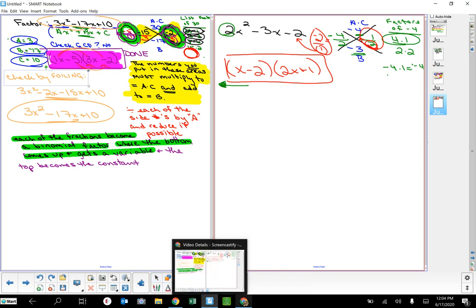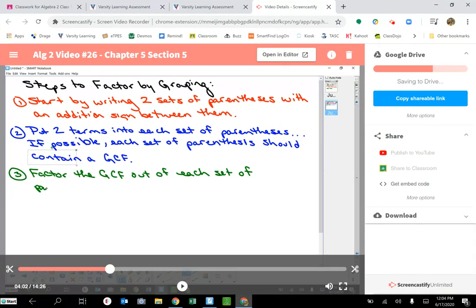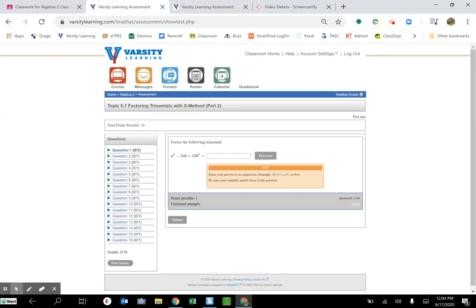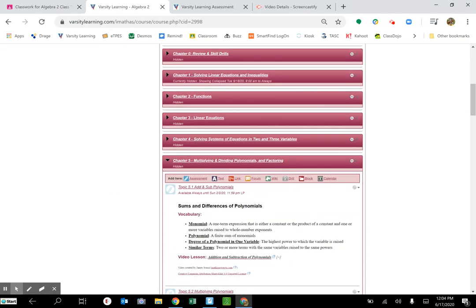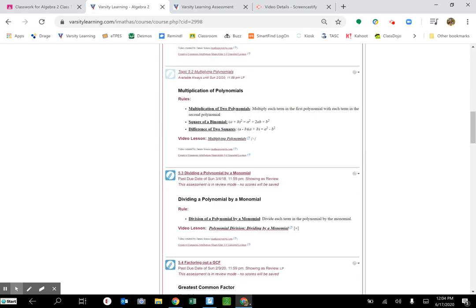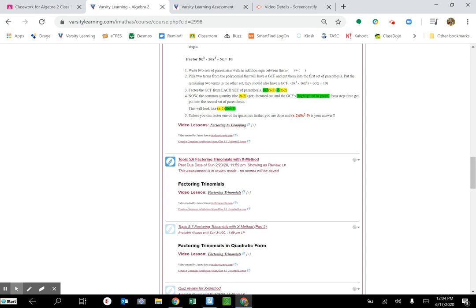All right. Let's do another one right on this page where you can see what's going on. Actually, I need to go get one because I don't have one written down. So let's go to Varsity. I need to go back to 5.6. Give me just a hot second here. Okay, factoring with X method.